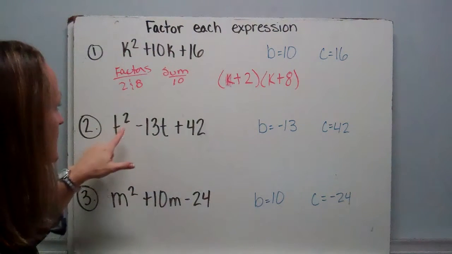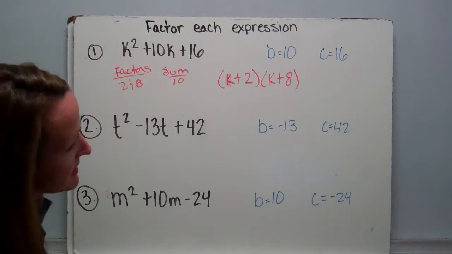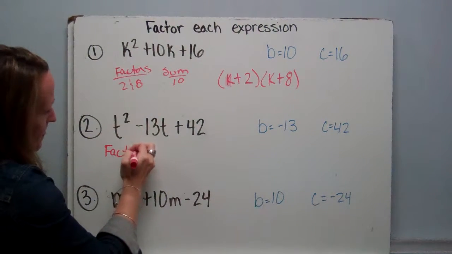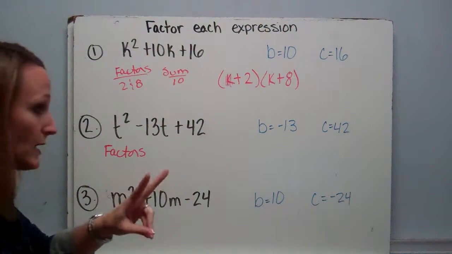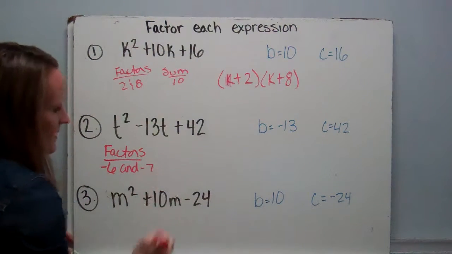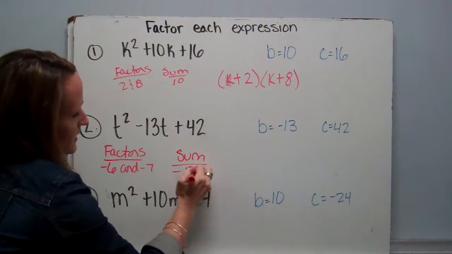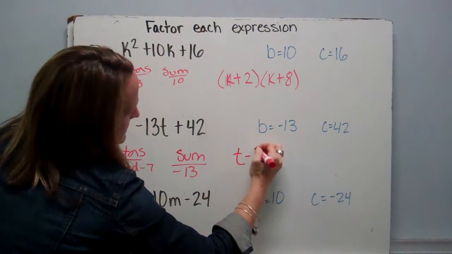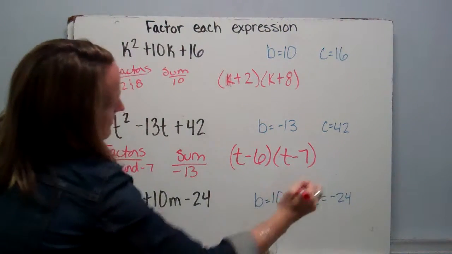What about here? T squared minus 13t plus 42. So I have a b of negative 13 and a c of 42. So here, if I want to end up positive, although I have a negative here, I need two negative numbers. So how about negative 6 and negative 7? Because their sum is negative 13. So I'm going to have t minus 6 times t minus 7.